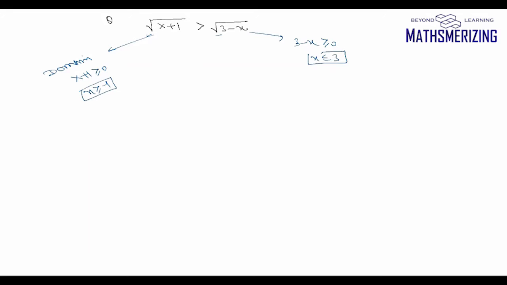Now I'm going to solve the inequality. Since both the expressions are positive, I can simply square it. I'll get x plus 1 is greater than 3 minus x, so 2x is greater than 2. I'll get x is greater than 1.